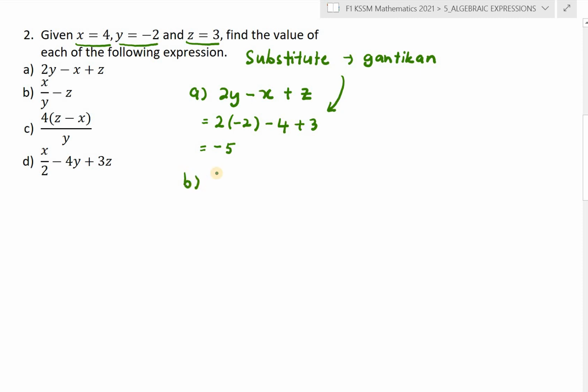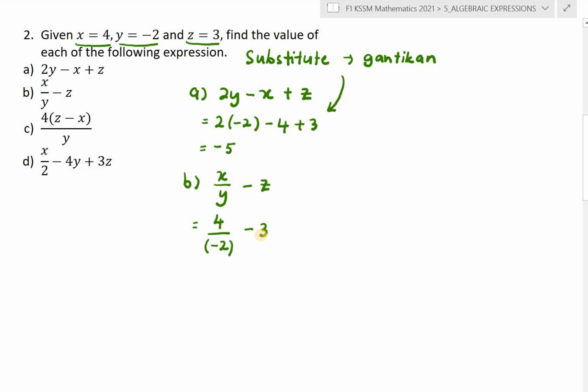Okay, B we have X over Y minus Z. Okay, X over Y minus Z. So we have X is equal to 4. Okay, kita masukkan 4 sebab dia positif. Y is negative 2. So I put in bracket lah. Okay, negative 2 and then minus 3.